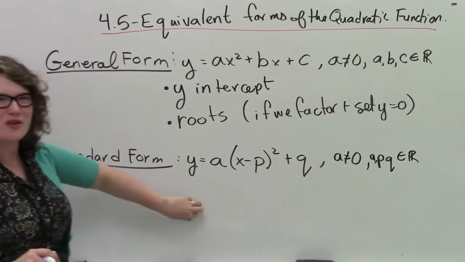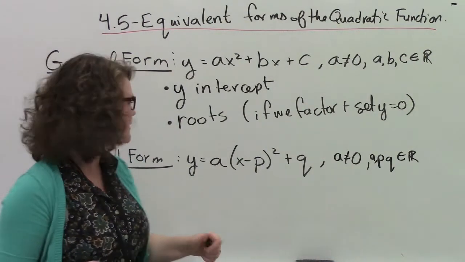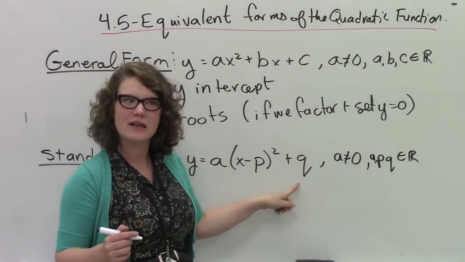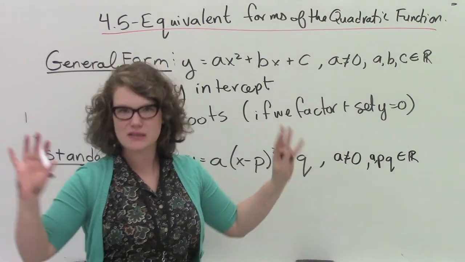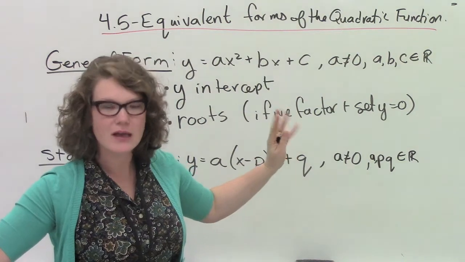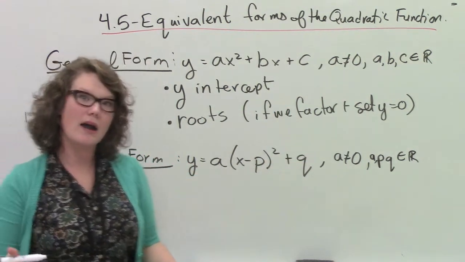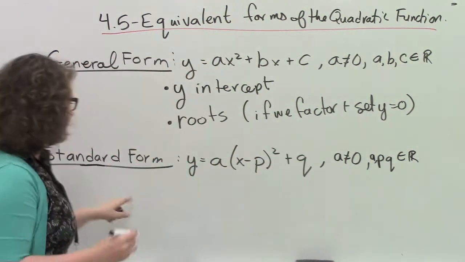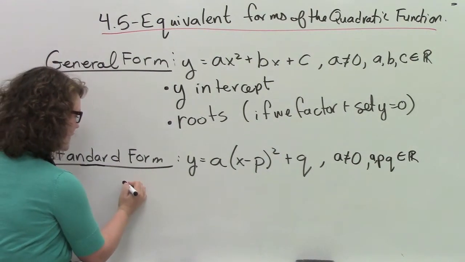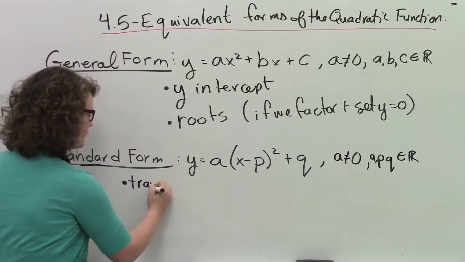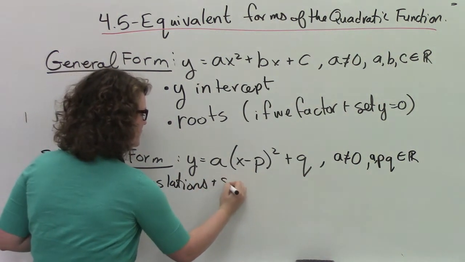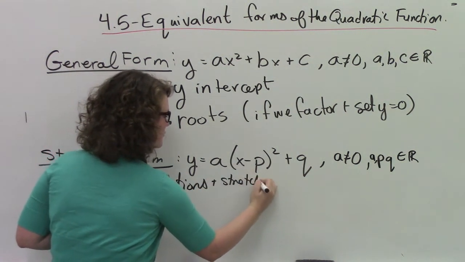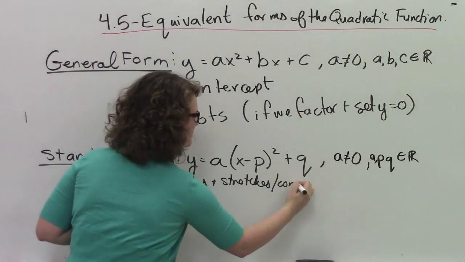Okay? Standard form, though, does a few things really well. Some people think that q is the y-intercept. It's not the y-intercept, people, okay? What q is, it's the y value for the vertex. So it's really good at giving us our translations and stretches or compressions.